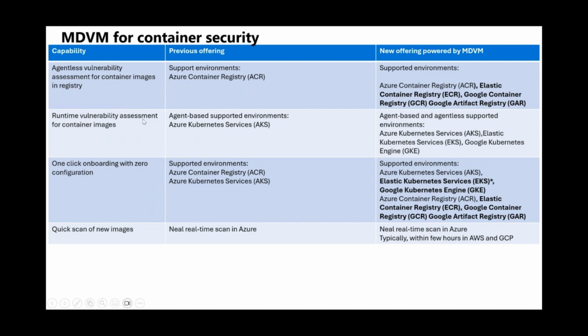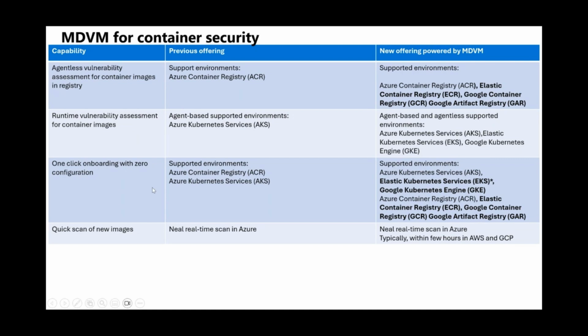The next thing you'll notice here is runtime vulnerability scanning. Previously, we were only able to support Azure Kubernetes services, but now we're also able to support Elastic Kubernetes services, Google Kubernetes engines, in addition to AKS.